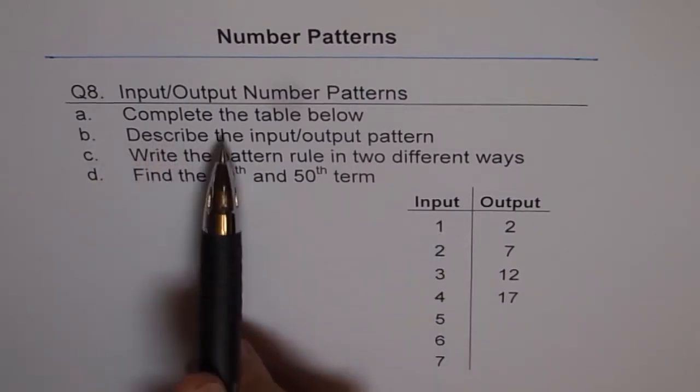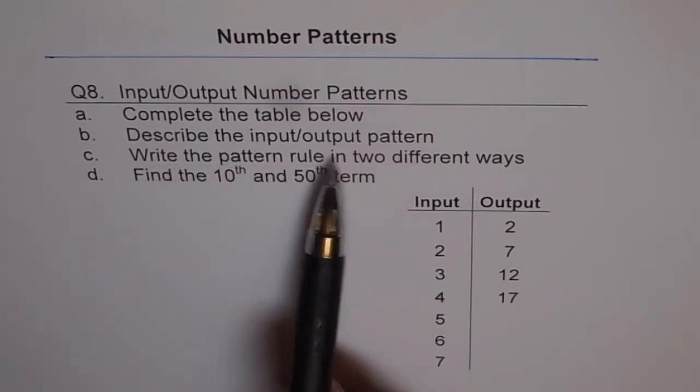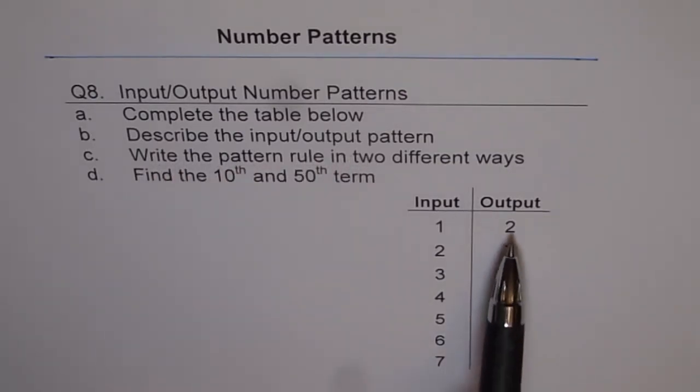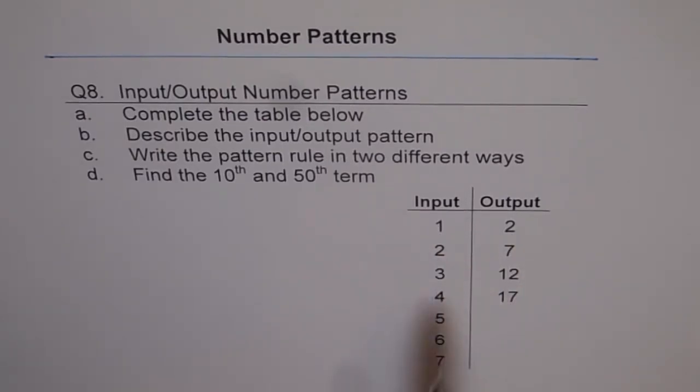A. Complete the table below. So complete this table. Describe the input output pattern. How do you get output 2 from 1? How do you get 7 from 2? How do you get 12 from 3?